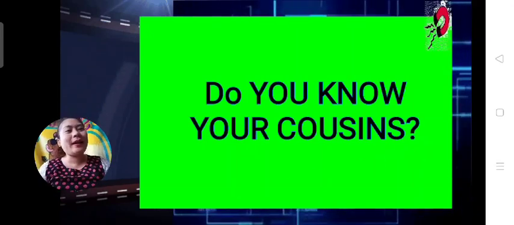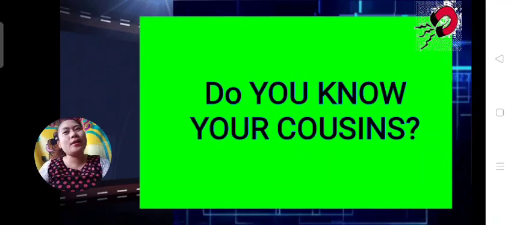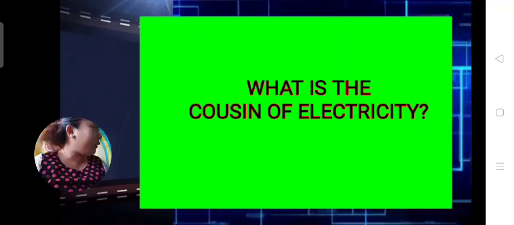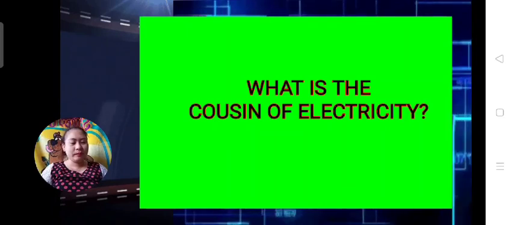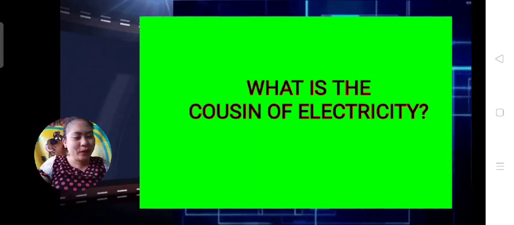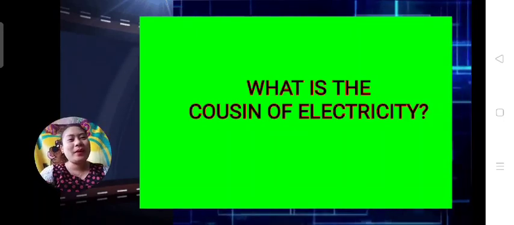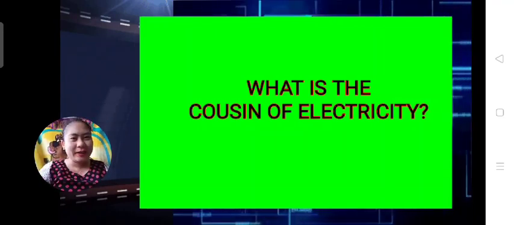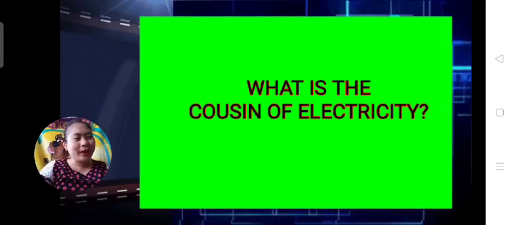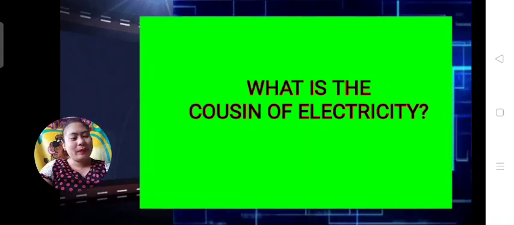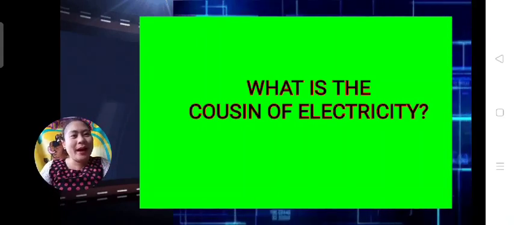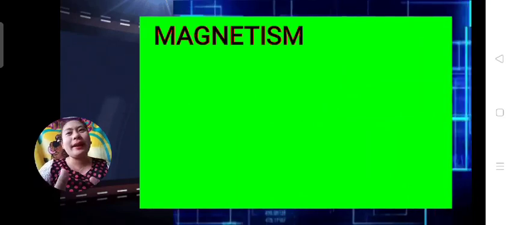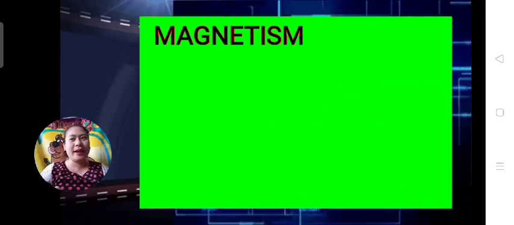So, in this part, let's relate cousins, or let us know who is the cousin of electricity. Any idea what is the cousin of electricity? JL, do you know the cousin of electricity? Shahani, what do you think is the cousin of electricity? Okay, so the cousin of electricity is magnetism. Magnetism is the first cousin of electricity. Take note of that one.